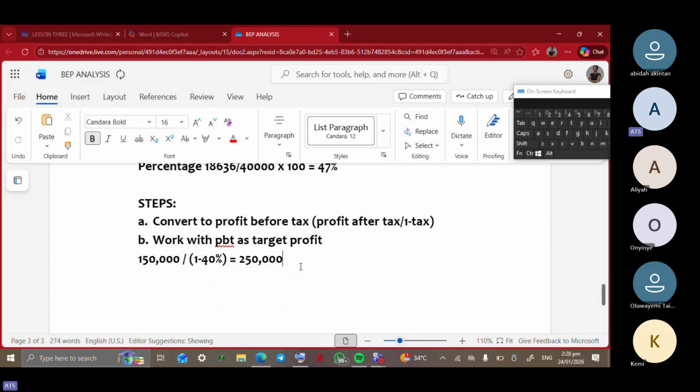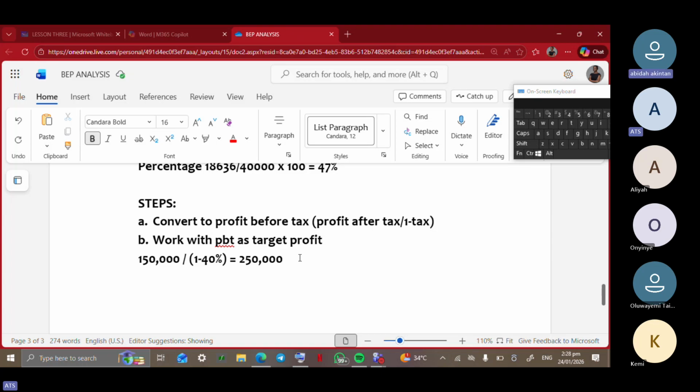So you can check it. What is 40% of 250,000? 100,000. When you remove 100,000 from 250, what will it give you? 150. Exactly. So that's our profit after tax. Your profit before tax is 250,000 and your profit after tax is 150,000. So now we've gotten our profit before tax, and we are working towards 250,000 as our target profit.